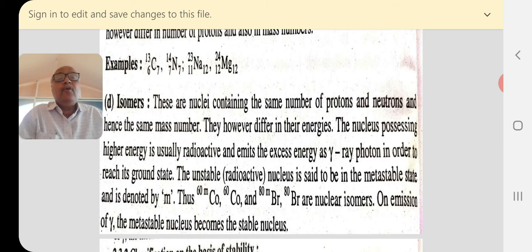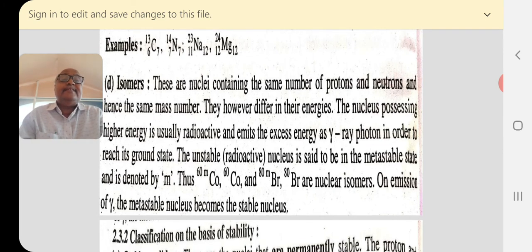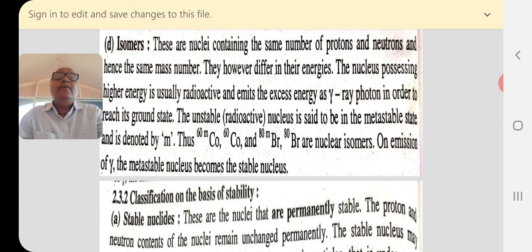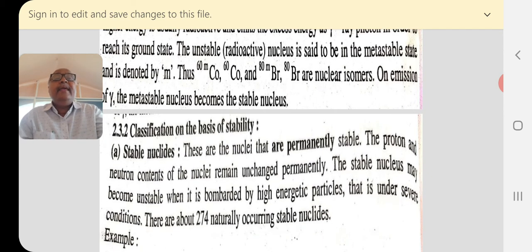The last type is isomer. These are nuclei containing the same number of protons and neutrons, and hence the same mass number. They, however, differ in their energies. The nucleus possessing the higher energy is usually radioactive and emits the excess energy in the form of gamma radiation. The unstable radioactive nucleus is said to be in a metastable state and is denoted by a small m. The best example of isomer is cobalt 60 in the metastable state, denoted by cobalt 60m, and cobalt 60. Another example is bromine 80, whose mass number is indicated as 80m and 80.